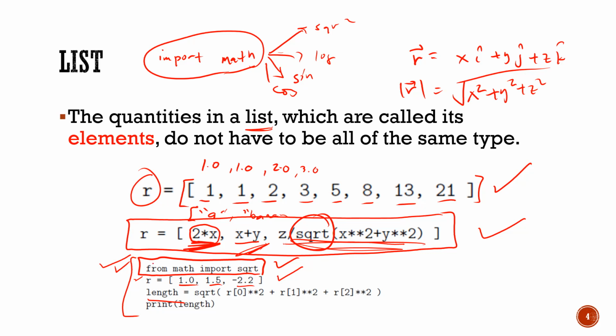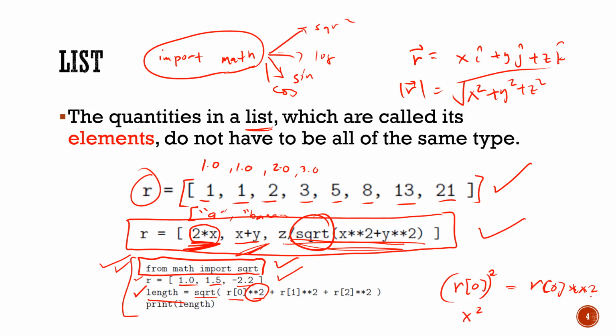So this length is just the magnitude of my r, which is the SQRT of r0 squared. Take note that the double asterisk means you want to square the r0. So for r squared, this is actually the x squared. You can write this in Python as r0 double asterisk 2. If you want r cubed, then double asterisk 3.